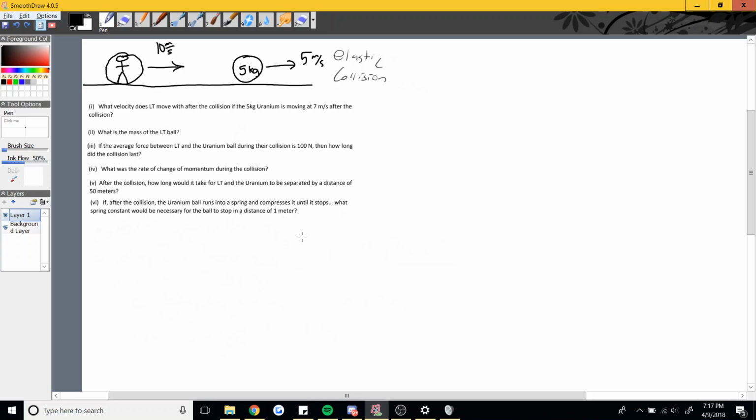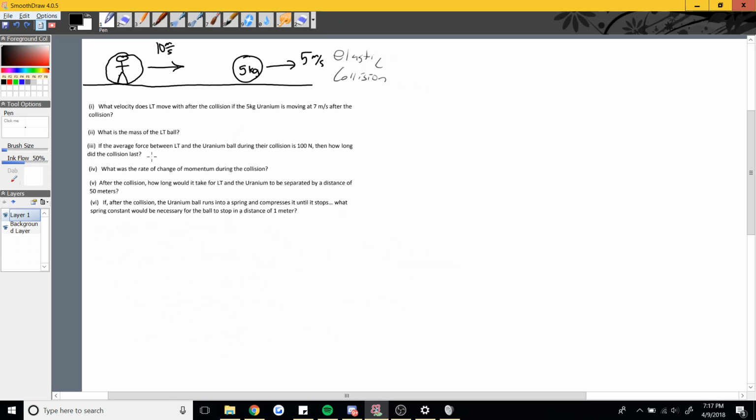Alright, ladies and gentlemen, we are here today with another physics problem to solve, and today little Timmy has found himself in a detrimental situation. He is rolling at an unknown mass at 10 meters per second toward another rolling ball of uranium that's just 5 kilograms and rolling at 5 meters per second. We're not, of course, concerned with his safety or well-being. We're just here to answer some questions.